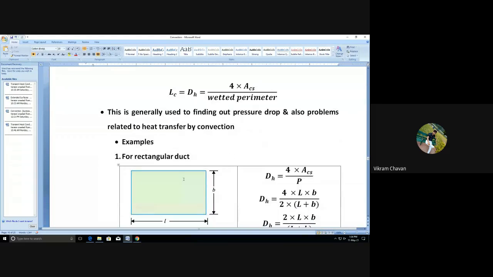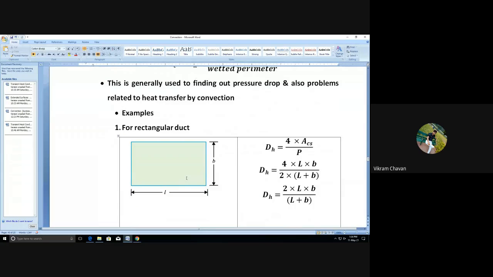Okay, so there are some examples I have given here on how to calculate the characteristic length or the hydraulic diameter for a particular object. This is the rectangular duct, and this is the cross section of that rectangular duct. In that case, if you apply our formula of a characteristic length or the hydraulic diameter, the formula is D_h is equal to 4 multiplied by A_cs divided by P. A_cs is the cross section area, and P is the perimeter.